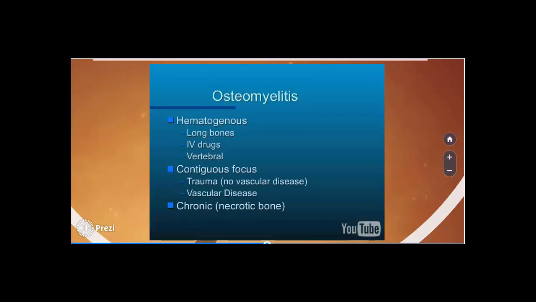You also can have contiguous focus osteomyelitis, from the outside going in, usually related to either trauma, in the setting of neurovascular disease, or in the setting of vascular disease related to ischemia and tissue breakdown. And also there's chronic osteomyelitis, and usually that involves necrotic bone. We'll talk about that a little bit further.